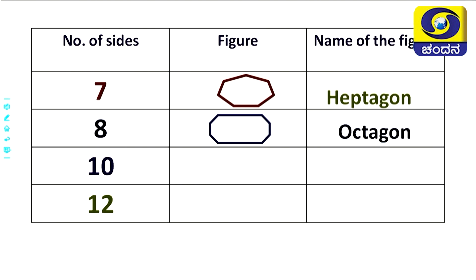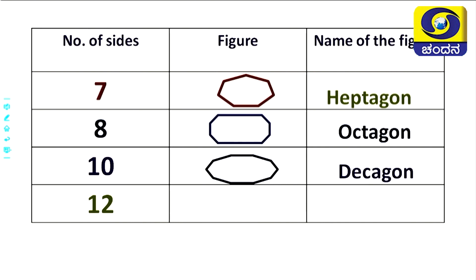Now, if it has 10 sides, what do you name? How do you write the diagram? What is the name of the figure? So, recall it. You have learnt it in the previous classes. I have drawn a figure having 10 sides. You can count it, and the name of the figure is decagon.